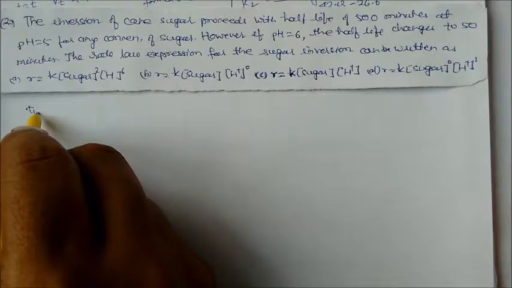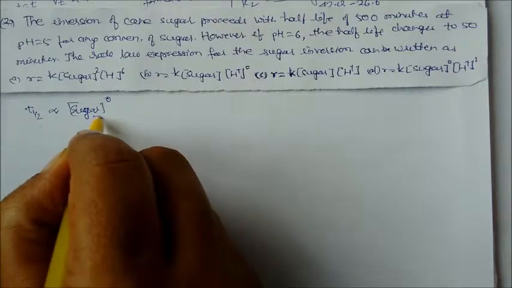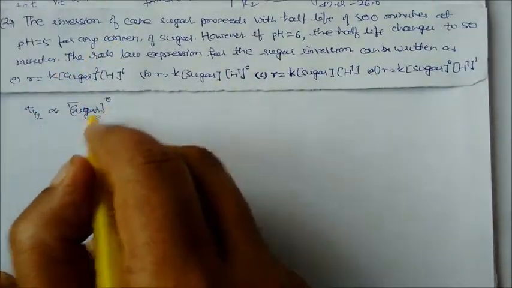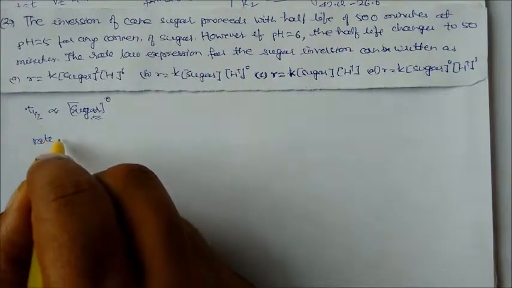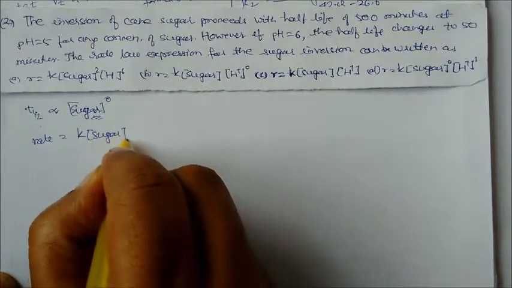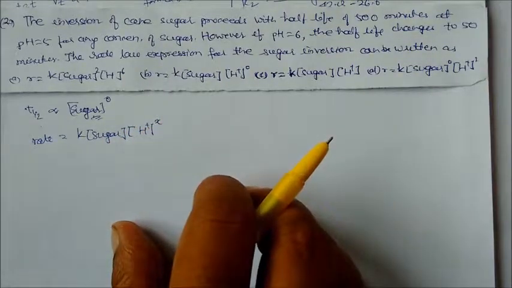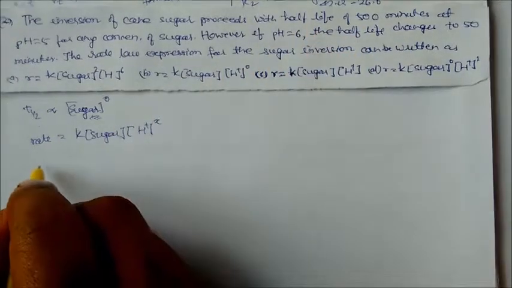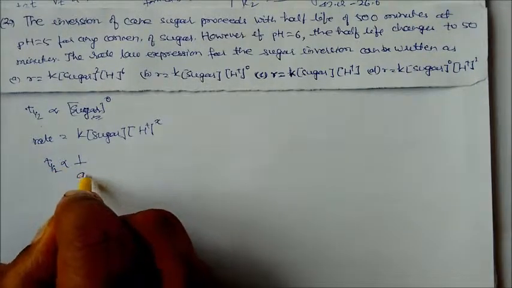So the half-life of sugar is proportional to concentration of sugar to the power 0, because they have given any concentration. This means it is a pseudo-molecular concentration. So we can write the rate of the reaction will be K into sugar to the power of 1 and acid to some power. We don't know the order of this acid. Again we know the half-life, t half is proportional to 1 by concentration to the power n minus 1.